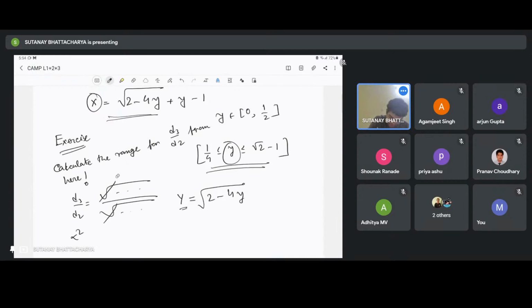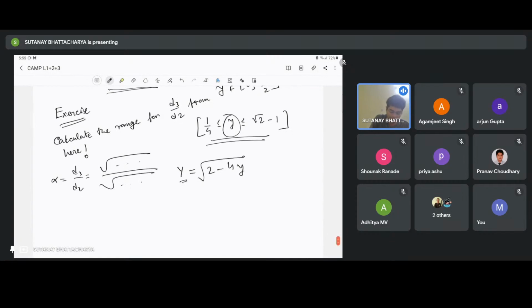How do the square roots cancel? The square roots don't cancel. This is terrible notation. I'm sorry. So we know alpha is d3 by d2, which is square root of something by square root of something, and dealing with square roots is bad. So we might as well figure out the range for alpha square. And if we do that, d3 square by d2 square, that expression won't have that many square roots anymore. So that was a terrible way of putting that. Thank you. Yeah.